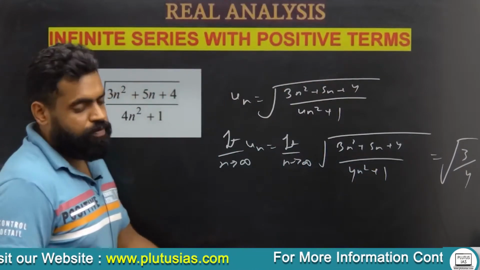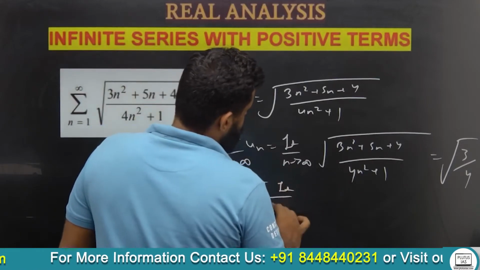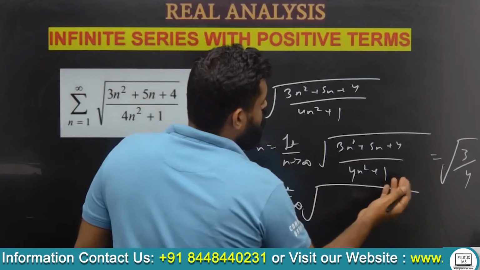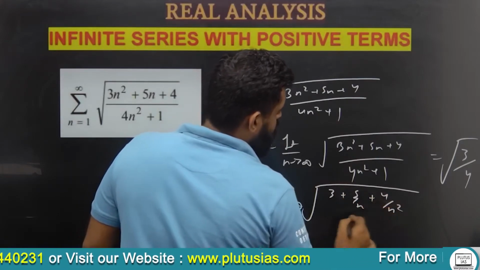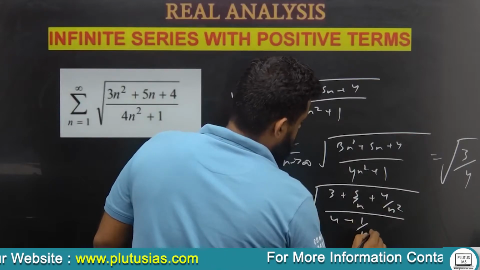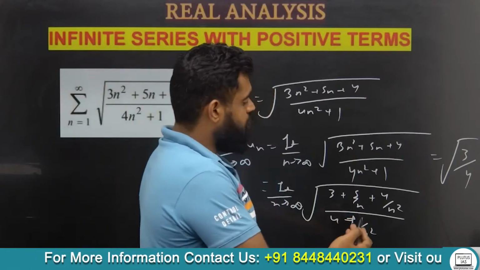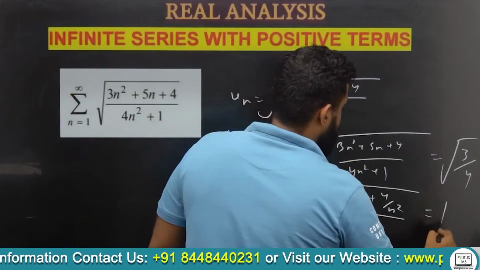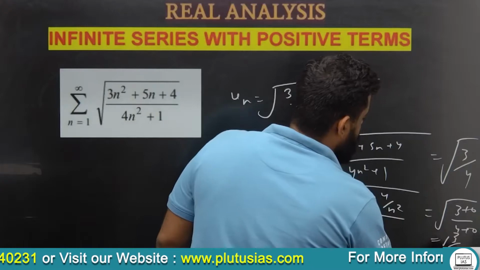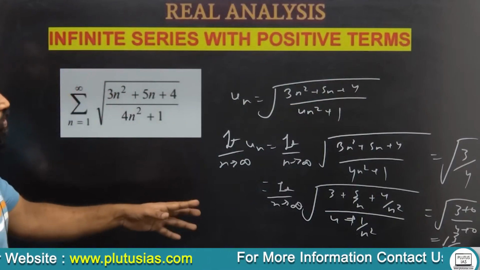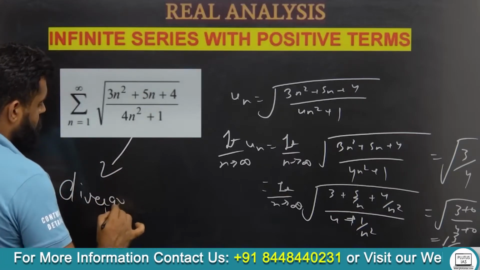Another way, if you have to do it in a proper way, so what do we do here, that if we divide both numerator and denominator by n square, we get 3 plus 5 upon n plus 4 upon n square, over 4 plus 1 upon n square. And now if limit n tends to infinity, anything divided by infinity is 0, this is 0, this is 0, we get under root 3 plus 0 upon 4 plus 0, this is under root 3/4. Now, the most important thing is here that it is not equal to 0. So this series is divergent.